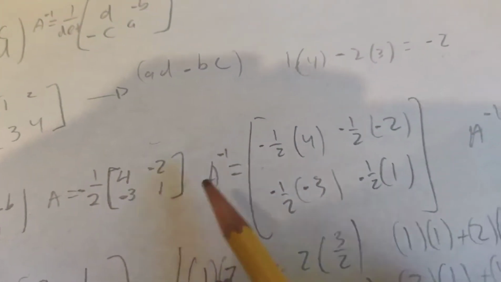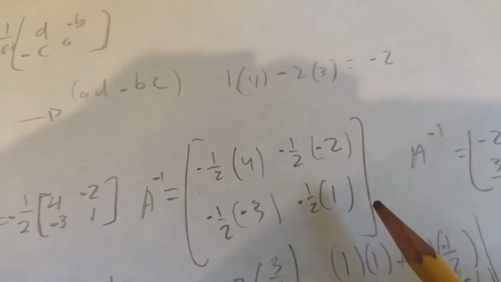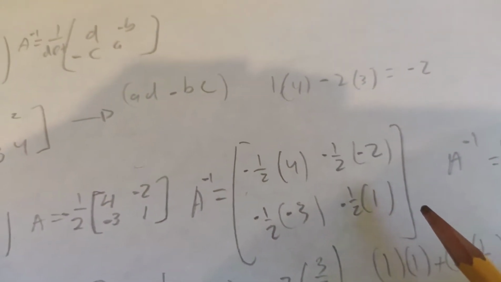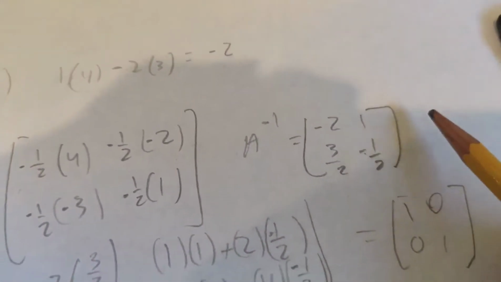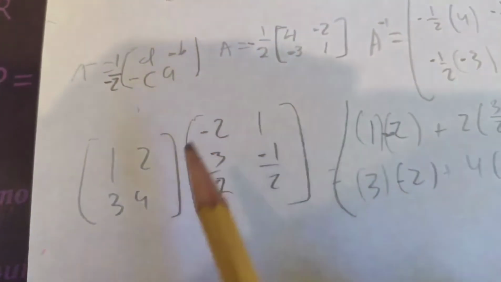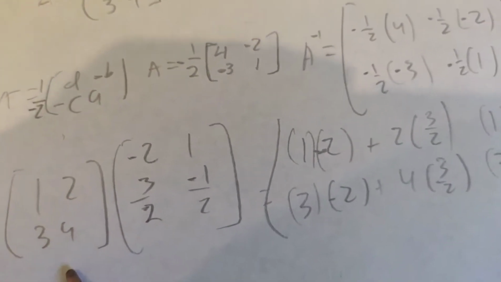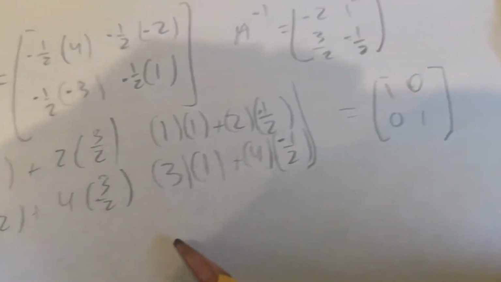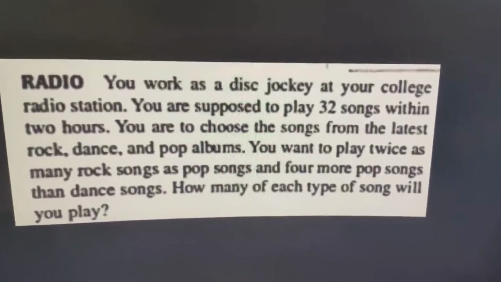Then you do scalar multiplication to the matrix with 1 over AD minus BC, so 1 over the determinant. After that, you get the inverse here. And then to check your work, you would multiply the inverse by the original matrix, and you should get an identity matrix.